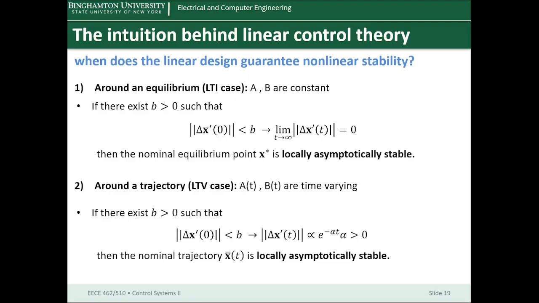It could diverge. However, if the convergence of the linearized system is fast enough, especially if it decays to zero at an exponential rate, then the nonlinear closed loop system is locally asymptotically stable near the trajectory. Formally, this means that there exists some alpha greater than zero such that the norm of delta x prime is bounded by an exponential function.